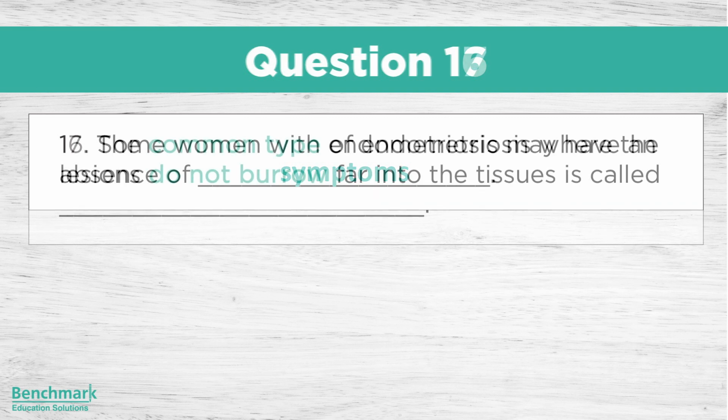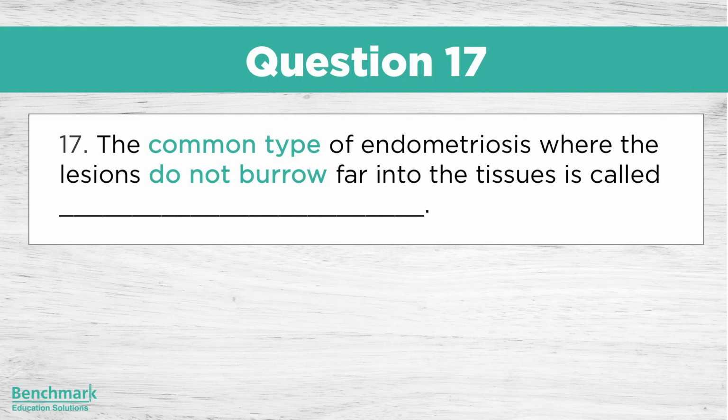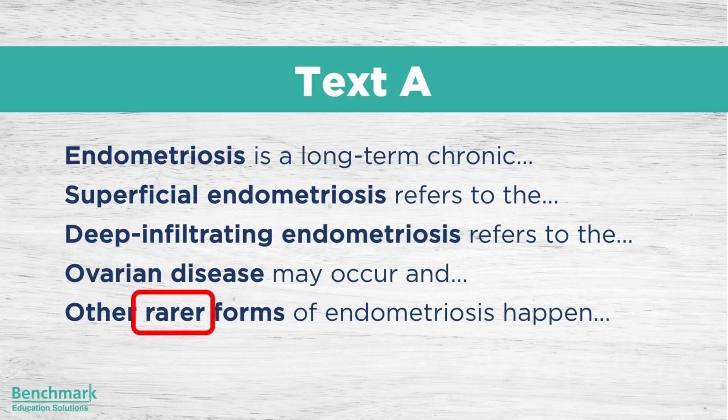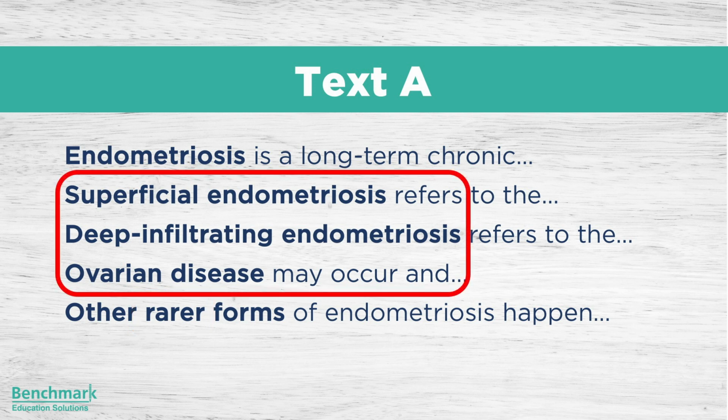Question 17. Here's another tricky question. Let's look at our keywords, common type and do not burrow. Common type tells us that we're looking for a type or a kind. So this is most likely in text A. Since the word rarer is used in text A, and the question is asking for a common type of endometriosis, you can assume that the 3 types of endometriosis mentioned before the word rarer appears are the common ones. So which of the 3 is the answer? Is it superficial endometriosis, deep infiltrating endometriosis, or ovarian disease?